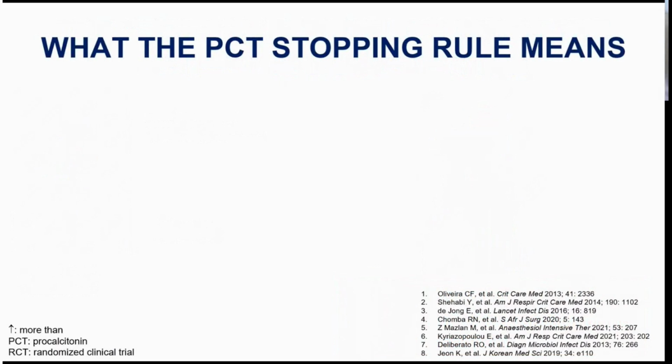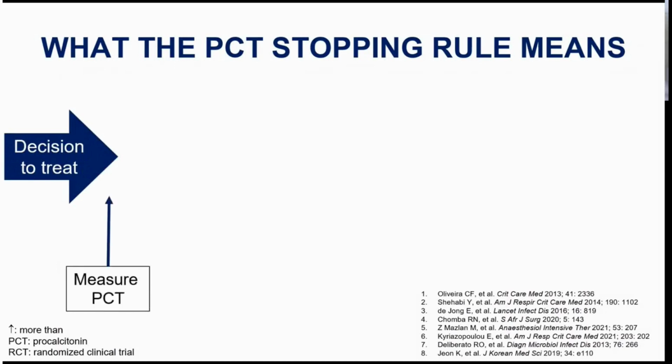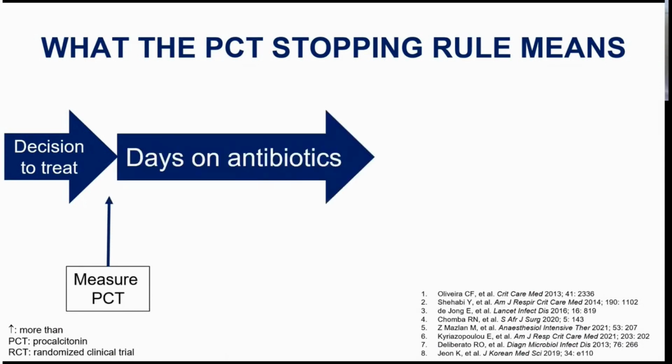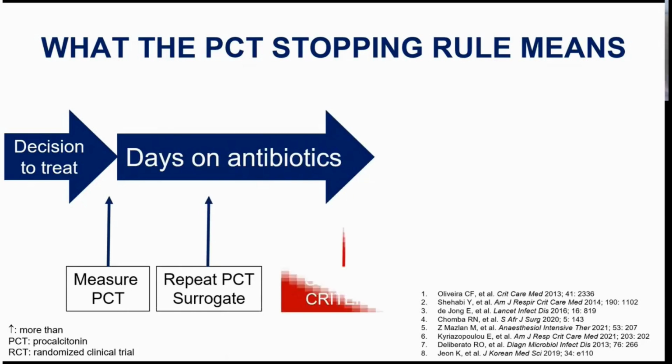So you need to apply a stopping rule of antibiotics based on procalcitonin. What does this mean? You decide to treat the patient with antibiotics. Before start of treatment, you measure procalcitonin. Then you start treatment with antibiotics, and you measure procalcitonin after 2 or 3 days and after 5 to 6 days. And then you use the specific change of procalcitonin, and you decide based on this change that now is the time to stop antibiotics.